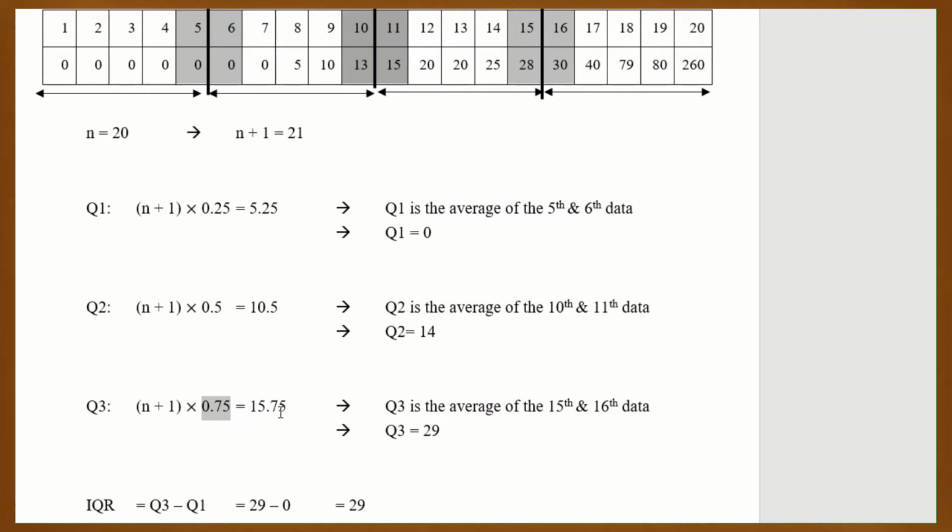Don't go and say, oh, it's 15.75, so I round off to 16. Wrong. Students always make this mistake. So 15th and 16th data, 28 plus 30, that divided by 2 gives me 29.